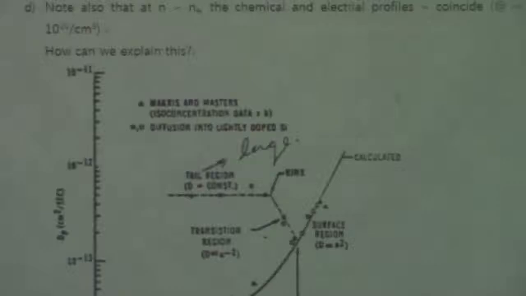The chemical and electrical profiles coincide. Okay, that means the full ionization, right? Chemical profile means the phosphorus concentration, and electrical profile means just the electron concentration. So this means that we have a full ionization. How can you explain this?